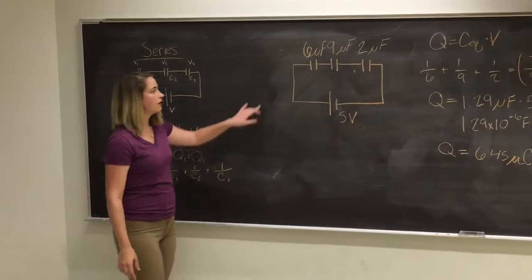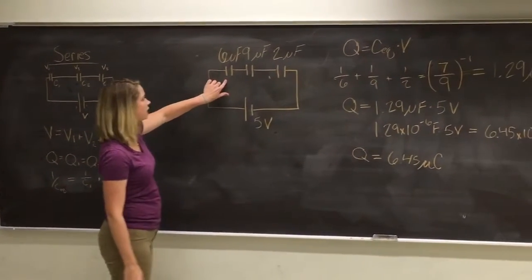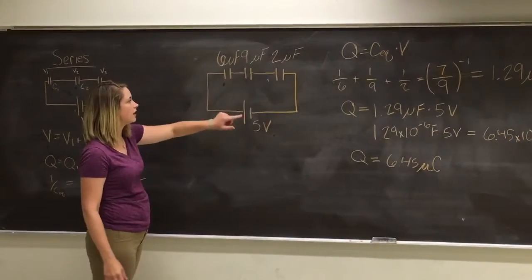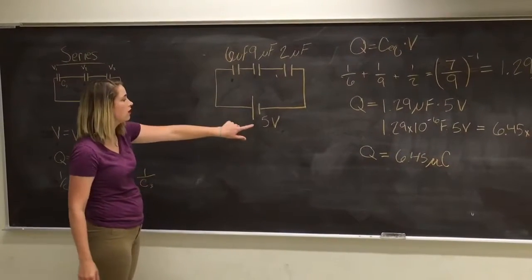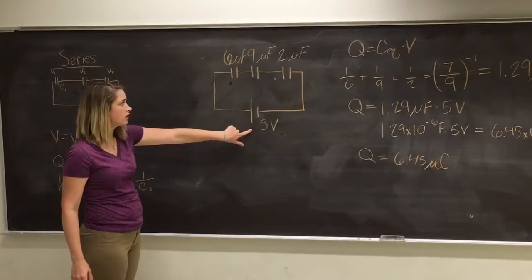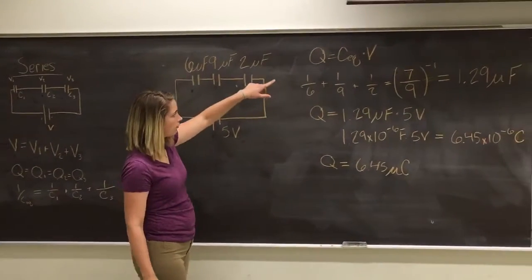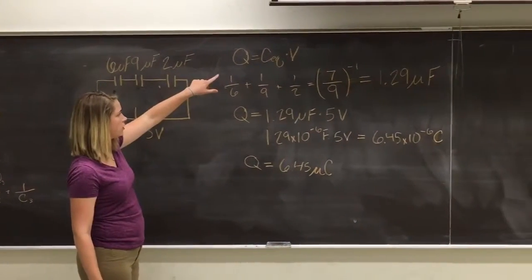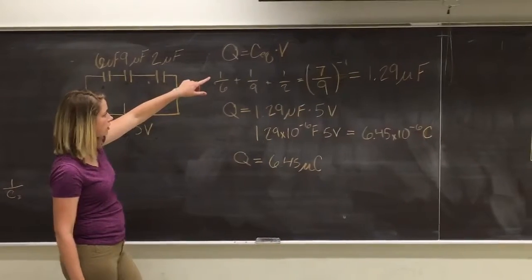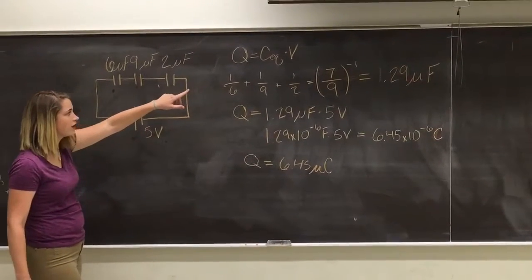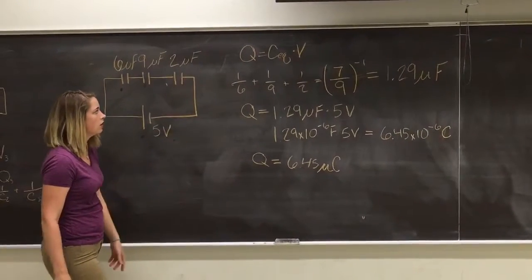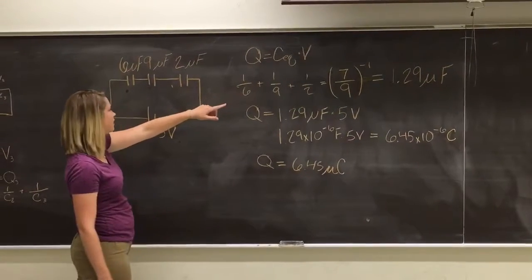So an example, in this circuit, we have 6 microfarads, 9 microfarads, and 2 microfarads, and we have a total of 5 volts. So pretty much, we're gonna solve for Q, which is the charge. So charge equals the equivalent capacitance times the voltage. So we need to find the equivalent capacitance first.